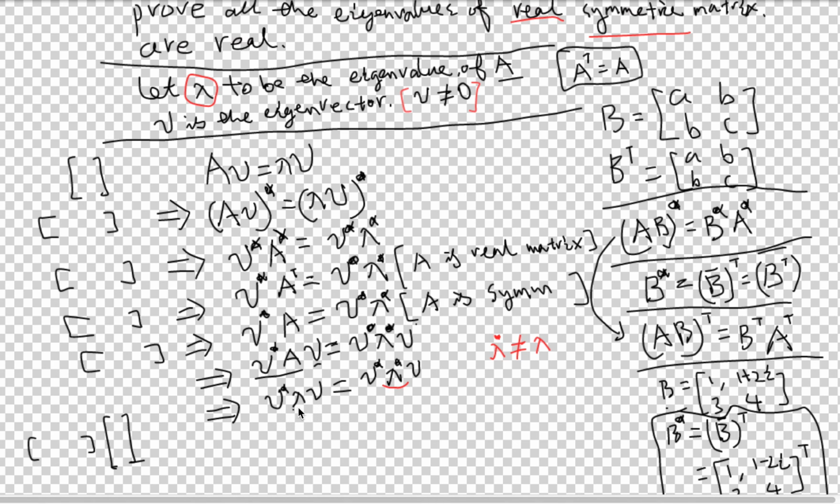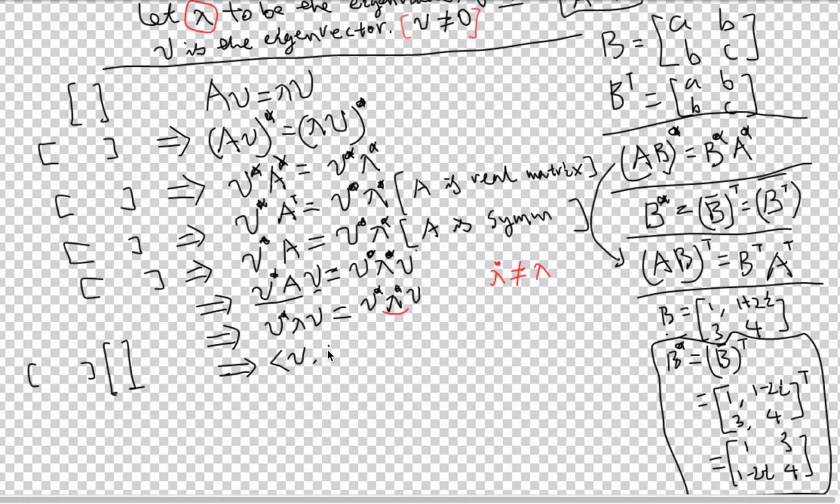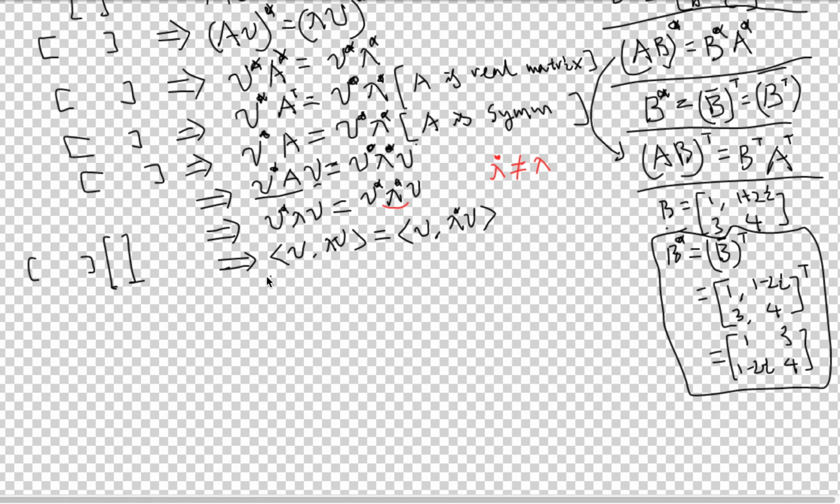From this formula, we can use the inner product definition. This lambda V equals U lambda star U. So this is a definition of inner product. When I say inner product, it means that if we have U V, it is equal to U star V. Right now, U and V can be complex numbers or real numbers. We didn't assume anything, so we use a star here.